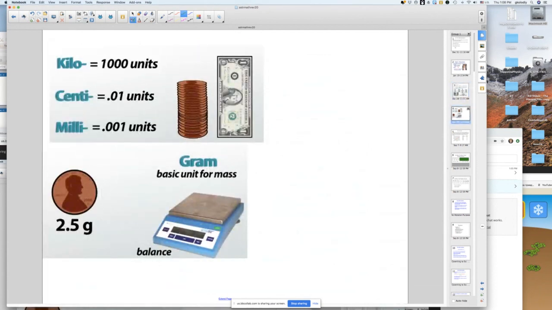And as I mentioned before, the metric system is prefixes. So here are some of the prefixes you may be familiar with. Kilo, like a kilometer, means 1,000. The word centi means 1/100. The word milli means 1/1,000. So if you want to weigh something, let's say a penny, you put it on the scale, and the scale will tell you the weight of the penny in grams, which is the unit that you use for weight.